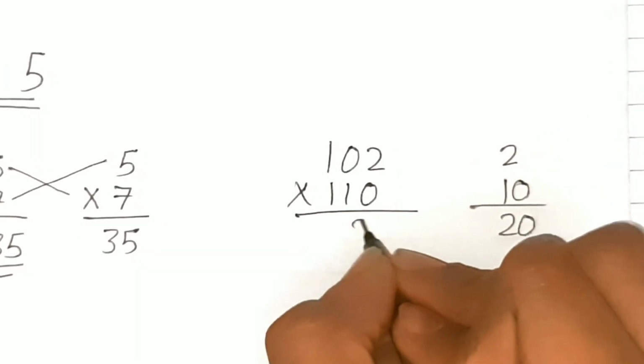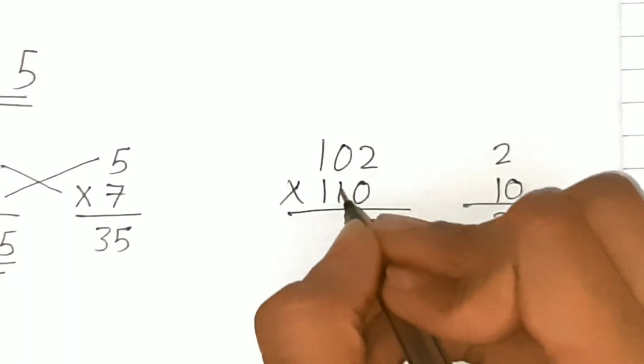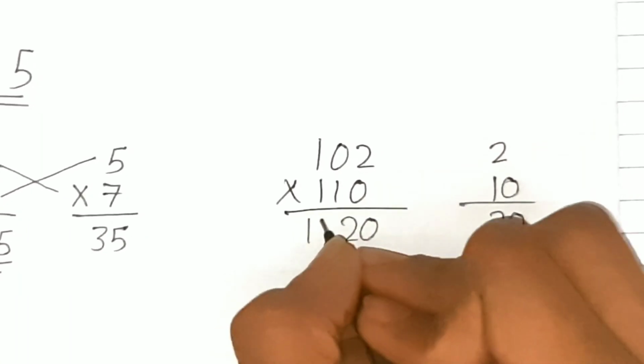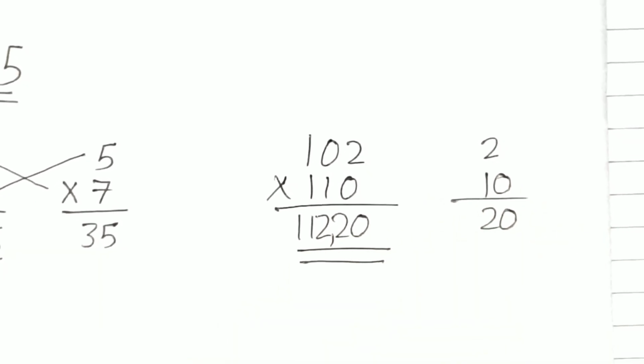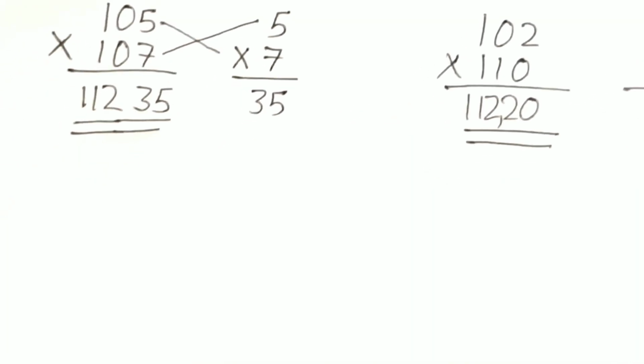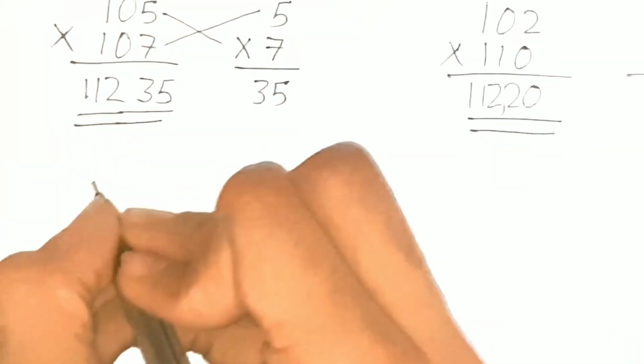So we have 2, we have 10. We multiply them, we get 20. So we have our tens digit and units digit, that is 2 and 0. Now we'll get 112, because we can add 2 to 110, or we can add 10 to 102. Doesn't matter.